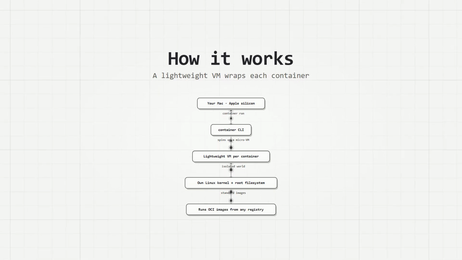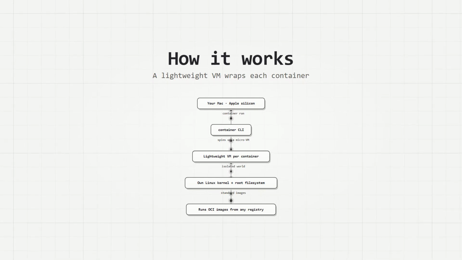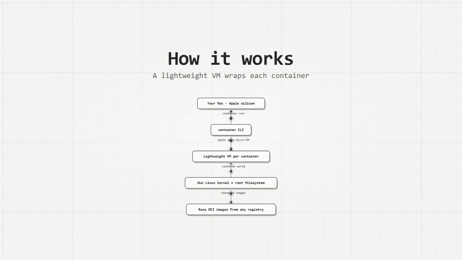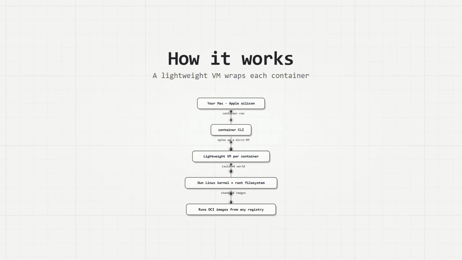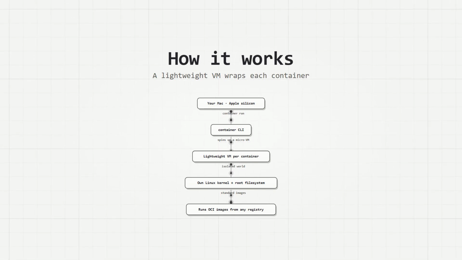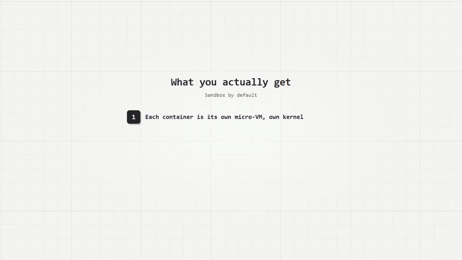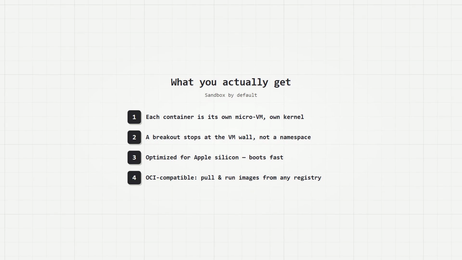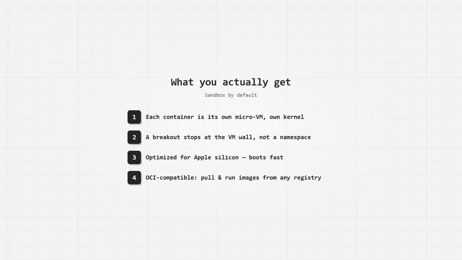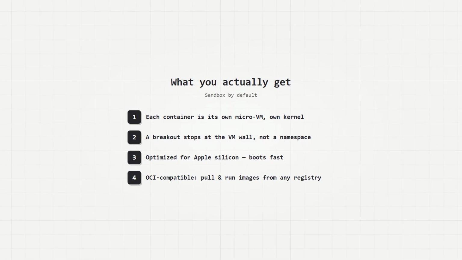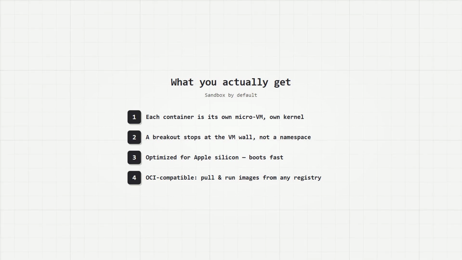The payoff is sandboxing by default. A compromised or runaway container stays contained inside its own VM. A breakout stops at that wall instead of reaching everything else on your machine. That makes it a natural fit for running untrusted code, or the AI-generated code your coding agents produce, without betting your whole environment on namespace isolation.